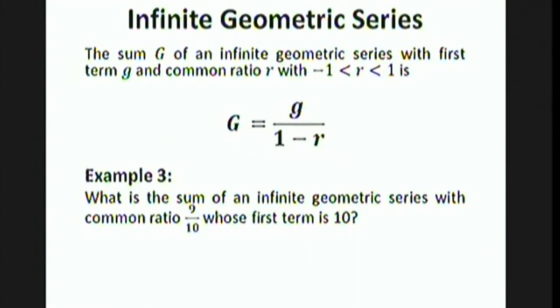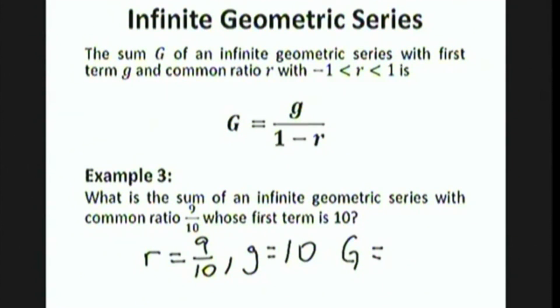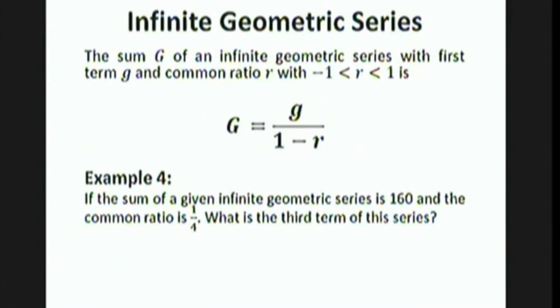Okay, let's look at an example. What is the sum of an infinite geometric series with common ratio 9/10 whose first term is 10? Okay, so we're given that the common ratio r is 9/10, and we're given that the first term g is 10. So it follows that the sum of the infinite geometric series is 10 over 1 minus 9/10. You can put that right into your calculator to get that the answer is 100.